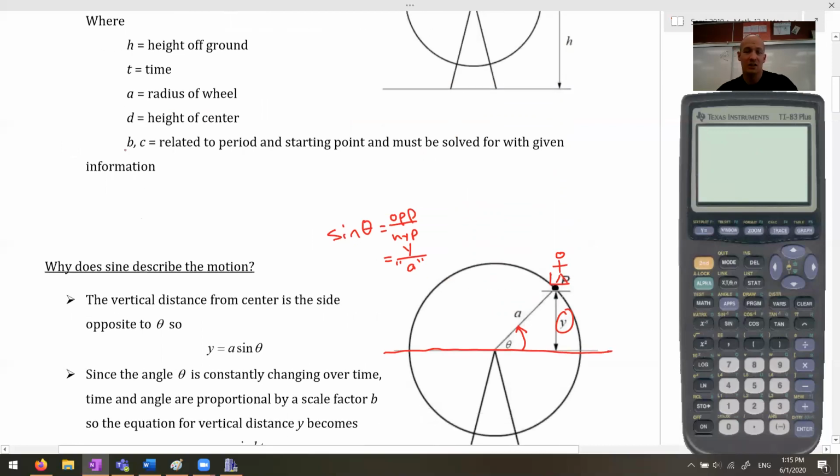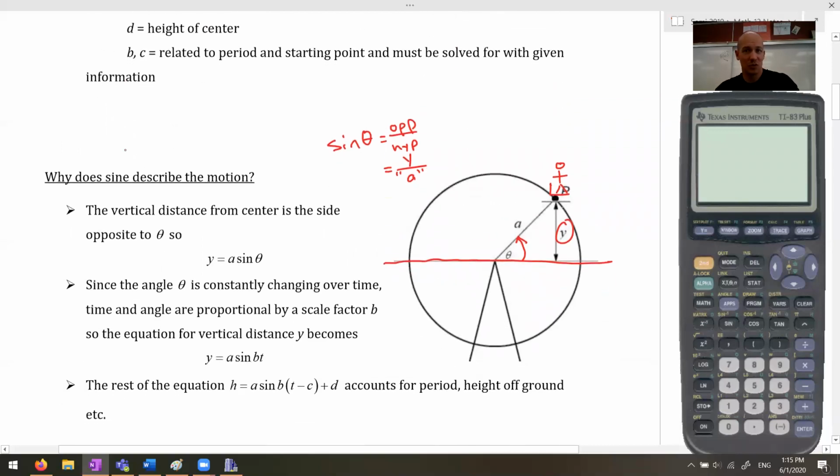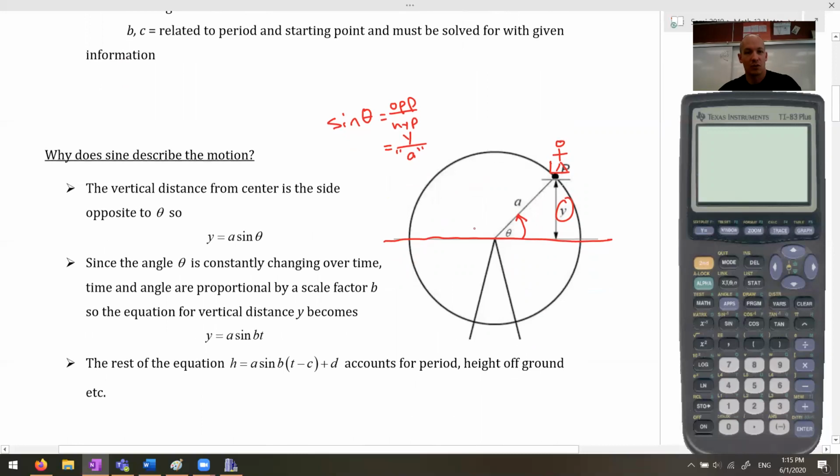Now we also know that a is a vertical stretch and a is also the amplitude. So why is the radius of the wheel equal to the amplitude? That's another thing worth looking at. But right now, let's just focus on this.